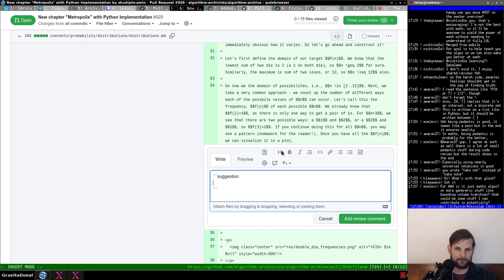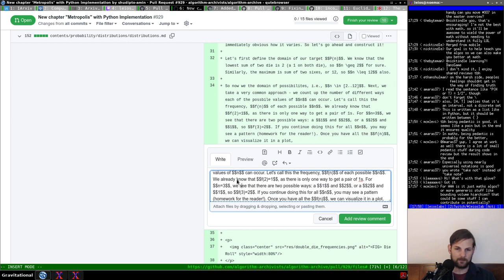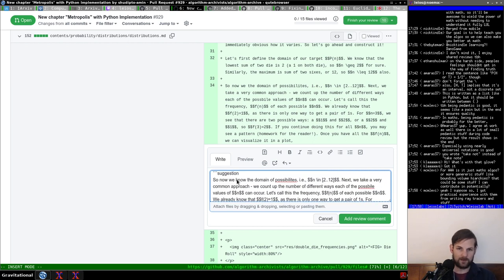So now we know the domain of possibilities, i.e., n is in 2 to 12. Next we take a very common approach. We count the number of different ways each of the possible values of n can occur. Let's call this frequency f of n, the frequency of each of the possible n.